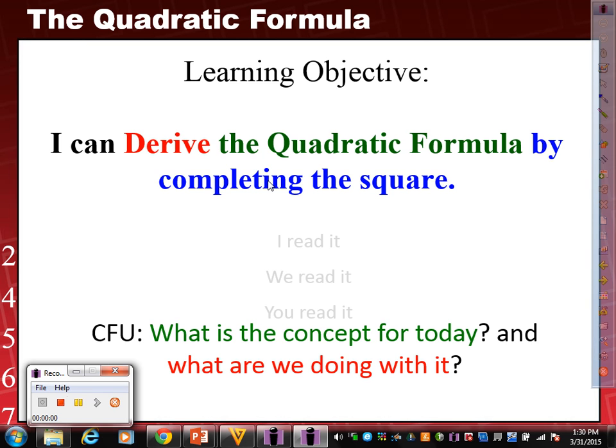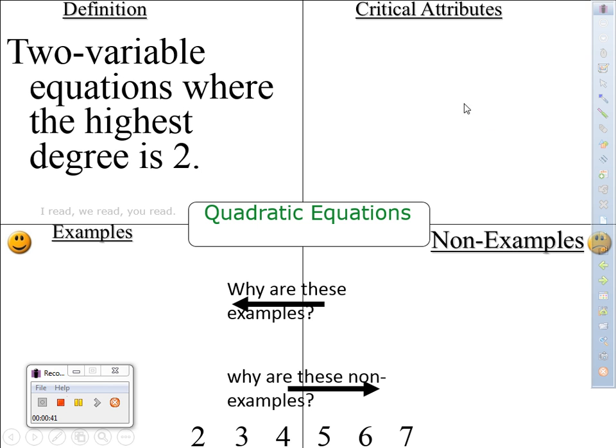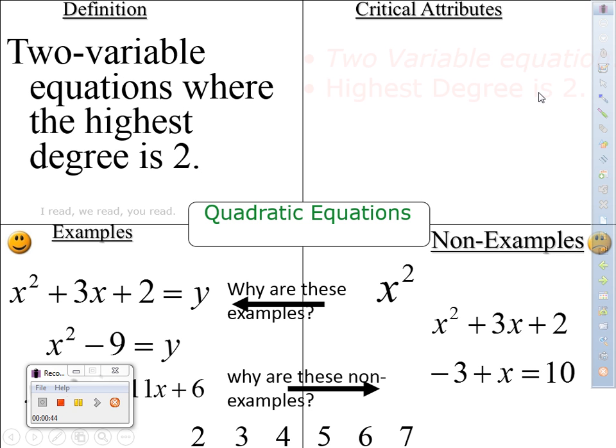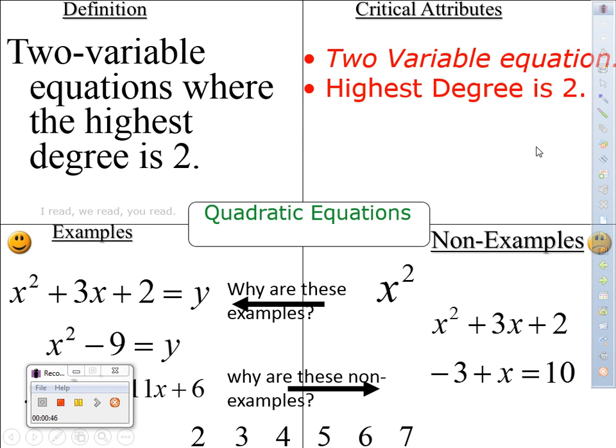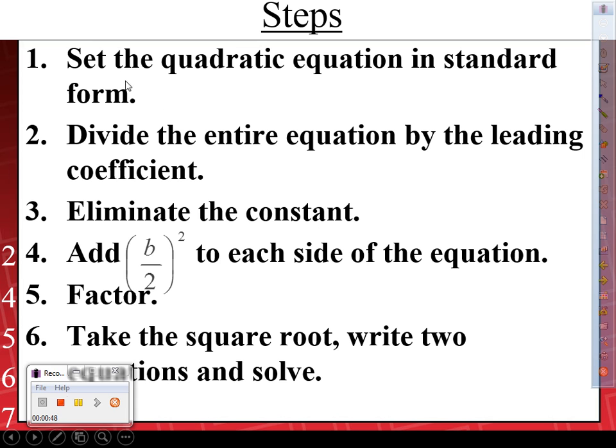So now, every year that we get to this lesson, I introduce it like this. Watch. All right. Completing the square. So we know what quadratic equations are. We've been working with those. The process for completing the square we already know. It's 6 steps. Remember that?